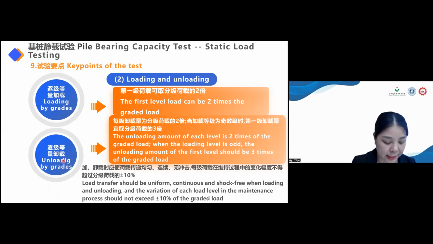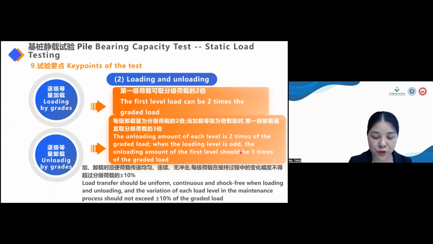When unloading, it shall be unloaded in the same amount level by level, and the unloading amount of each stage shall be 2 times the graded load. When the loading grade is odd, the unloading amount of the first stage shall be 3 times the graded load.